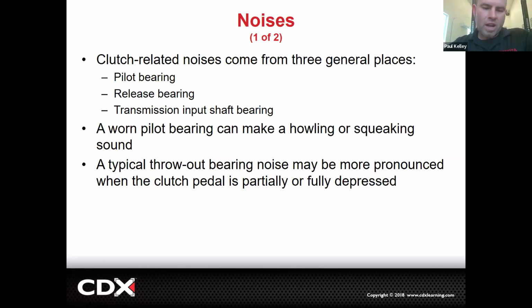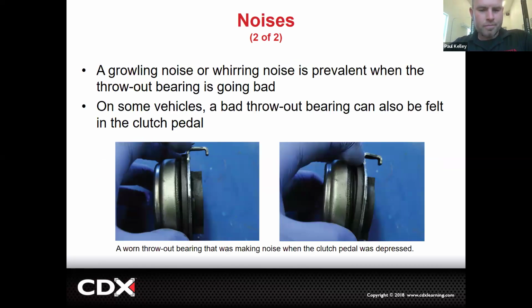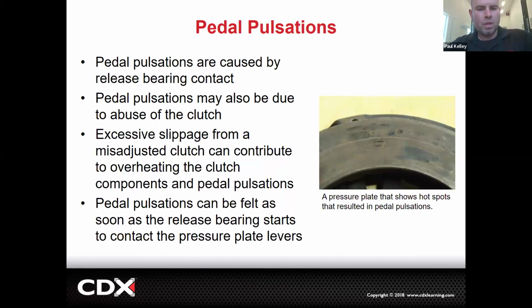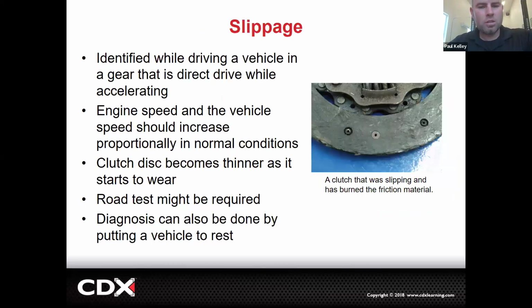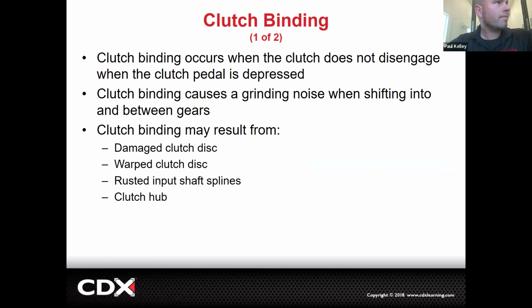Okay, and they can make different growling. They could even make a squeak if it's kind of dry, right? So this was a throwout bearing that was worn, and it was making a lot of noise that would vary in intensity with pedal pressure. Cool. Here's your pedal pulsation. You can see it's got hot spots and it's warped. Here's your slippage. That clutch disc is totally worn and shot. If you were to measure tread depth, this one is pelon. This one is totally bald. This one's shot. Thirty seconds on that sucker, which wouldn't be measured in thirty seconds. A lot of times they measure it in thousandths or millimeters.